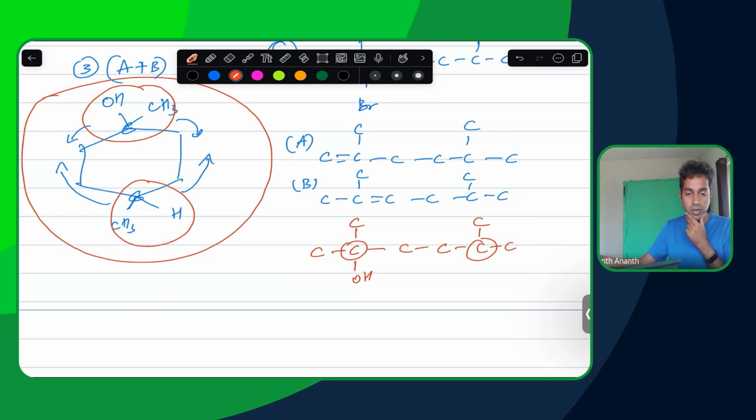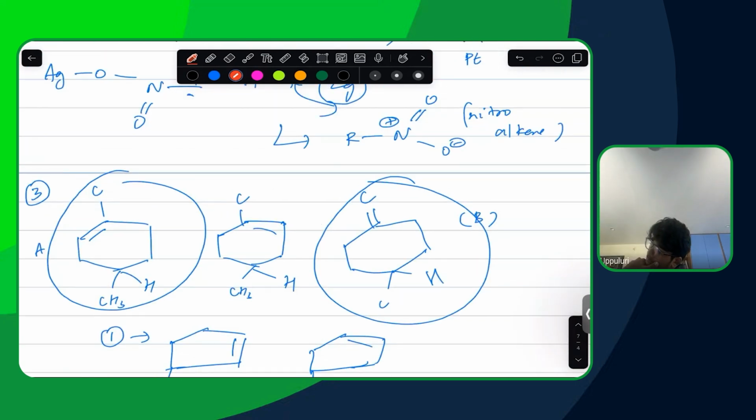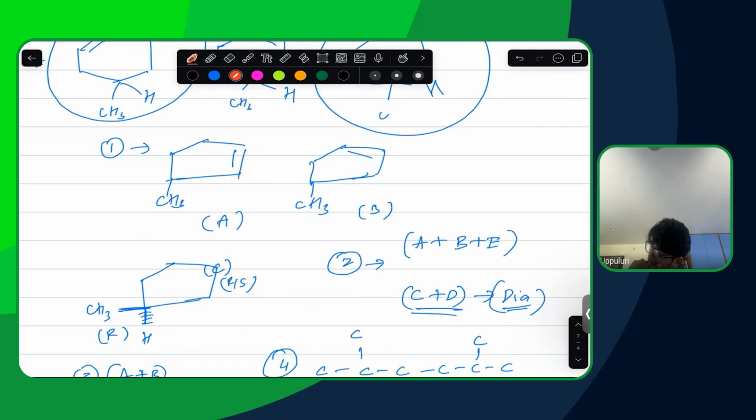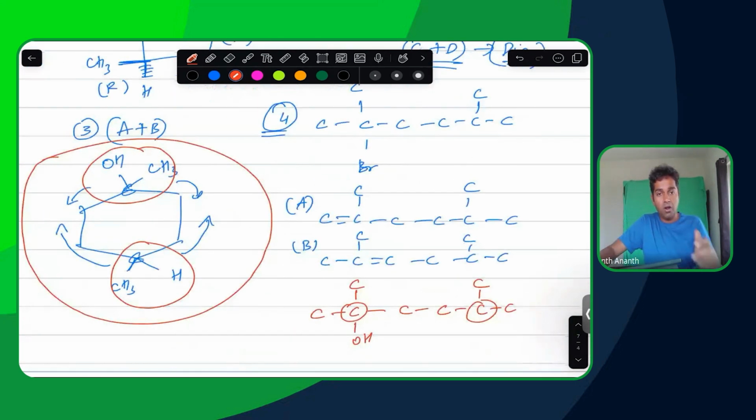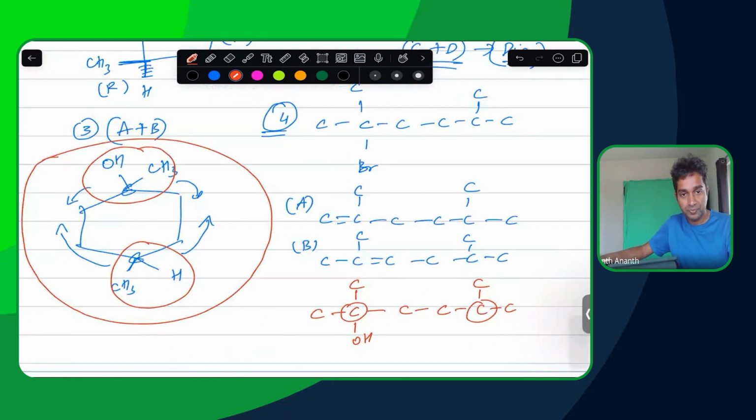And 1 and 2 will not give you, what was the problem? Diastereomers. So that was also screwed. This is a wrong question. Sorry, I don't have an answer for you here. I'm getting all 4 are wrong.